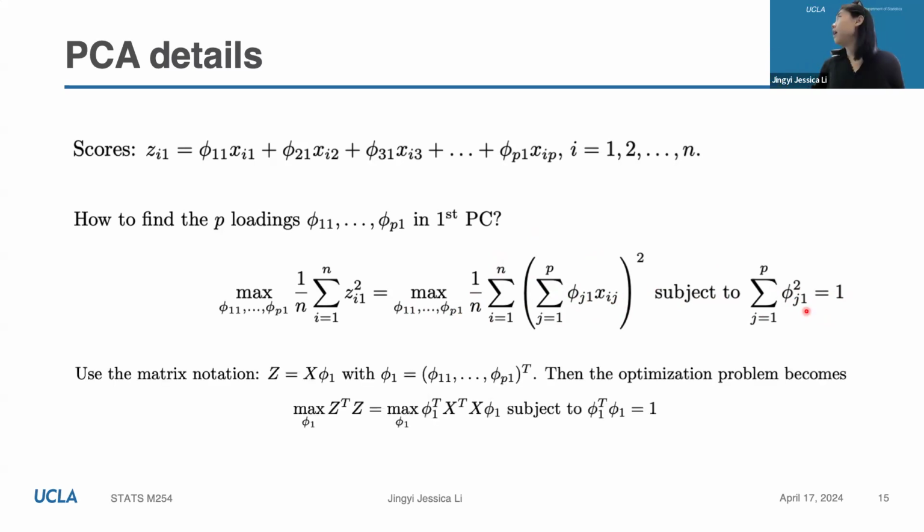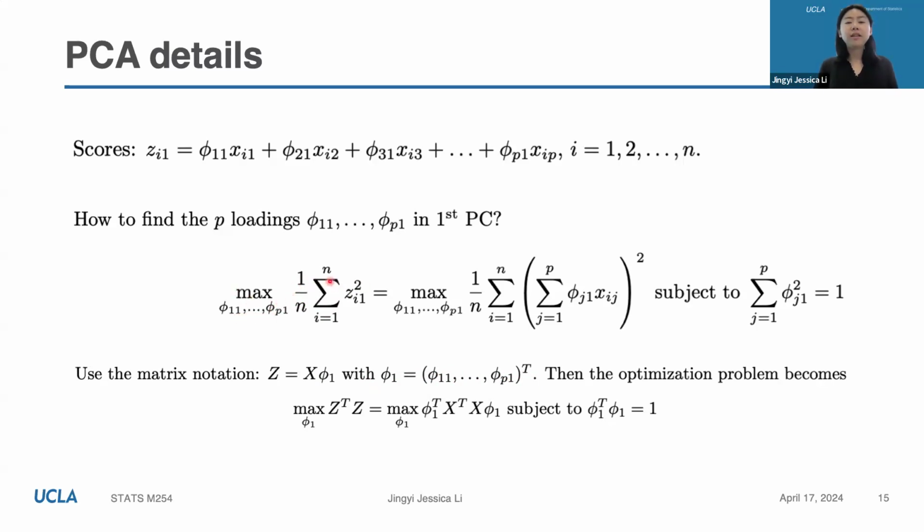Okay, then we use matrix notation. So basically, it's the same thing, but we just write it in the matrix form. So we denote phi1 to be this p-dimensional loading vector, phi1,1 to phi p1 for PC1. Then this term is essentially, if we drop this 1 over n, because 1 over n doesn't depend on the features. It's just the sample size, the number of cells we have. So it has nothing to do with our search for phi1,1 to phi p1.